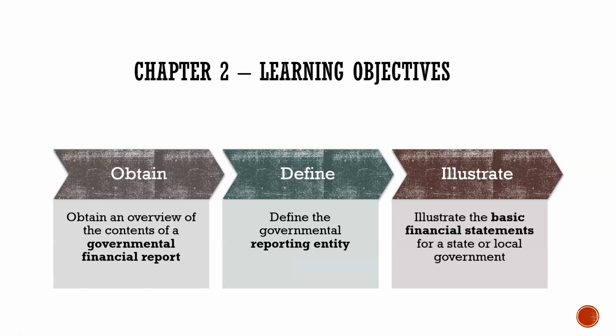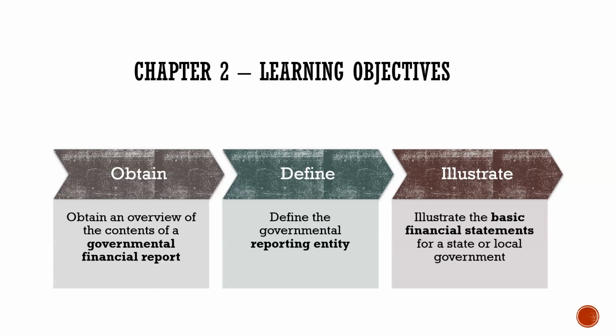So let's go over the objectives in this chapter really quickly. The first thing we're going to do, we want to obtain an overview of the contents of a governmental financial report. So essentially, just like a public or a for-profit company, the governments are also required to publish certain reports, right? Certain financial reports that the public has to see, that they've got to present to either some kind of government governing entity or to their citizens, so that citizens know what's going on.